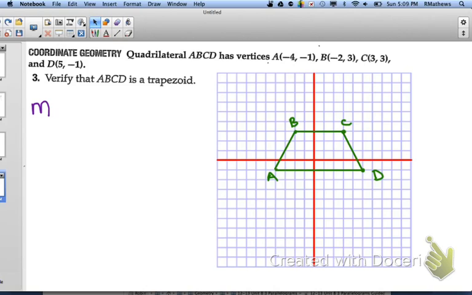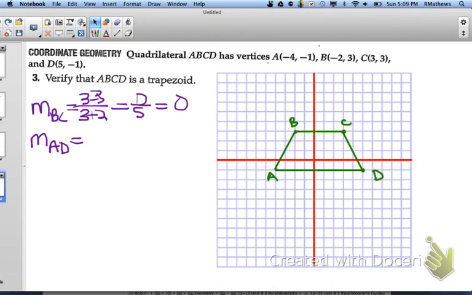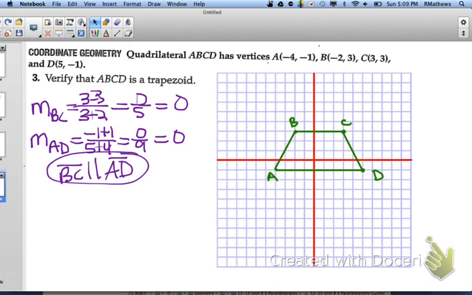So I'm going to start by finding the slope of BC, which would be 3 minus 3 over 3 plus 2. And that's going to give me 0 over 5, or 0. And then next I'm going to find the slope of AD, because those are the two sides I believe are parallel just by looking at it. That gives me negative 1 plus 1 divided by 5 plus 4, which equals 0 over 9, or 0. So far so good. I can say that BC is parallel to AD. That's step 1.